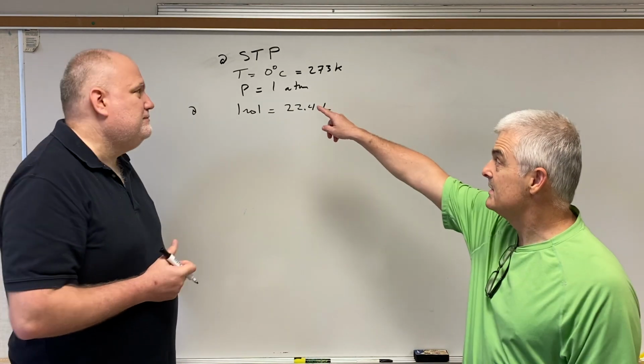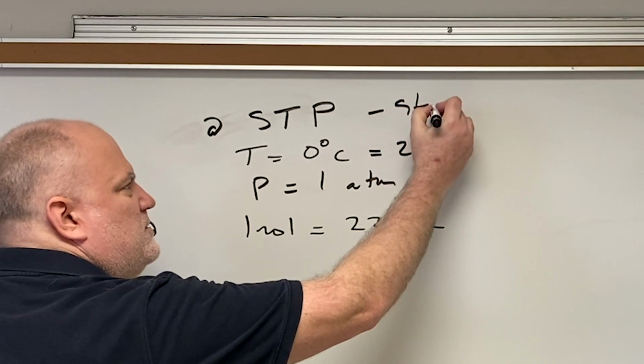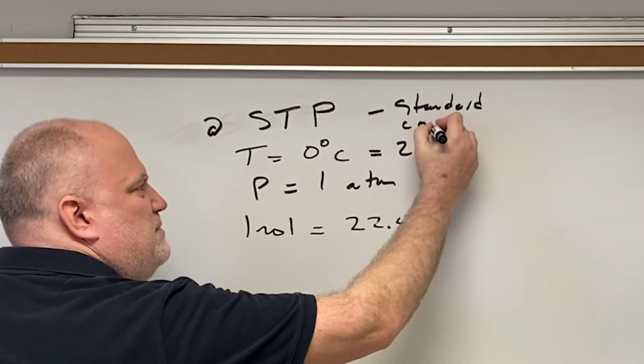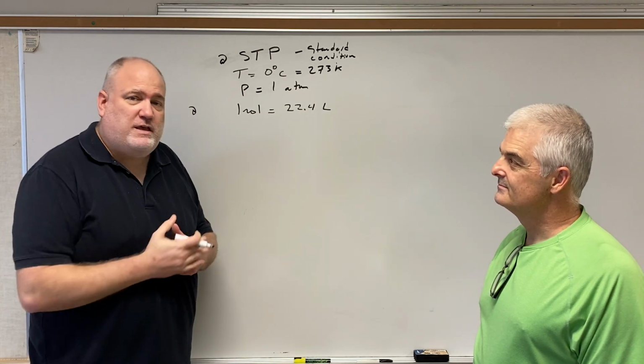But it's there. STP means T1 is 0 and P1 is 1 atmosphere. And we sometimes also call it standard conditions. So just be aware that we get lazy sometimes. We don't call it STP, and they'll say, hey, we're at standard conditions. You're like, wait, they've not given us enough information.